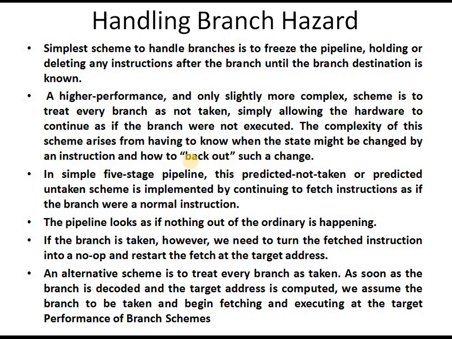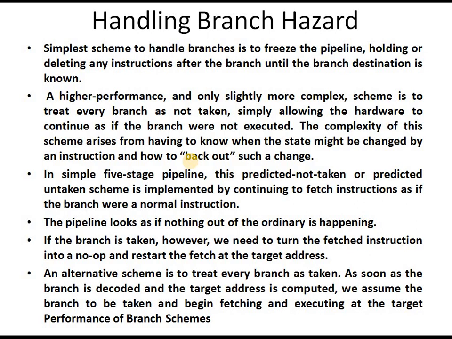Handling branch hazards. The simplest scheme to handle a branch is to freeze the pipeline, holding or deleting any instructions after the branch until the branch destination is known. A higher performance and only slightly more complex scheme is to treat every branch as not taken, simply allowing the hardware to continue as if the branch were not executed. The complexity of this scheme arises from having to know when the state might be changed by instructions and how to back out such a change.